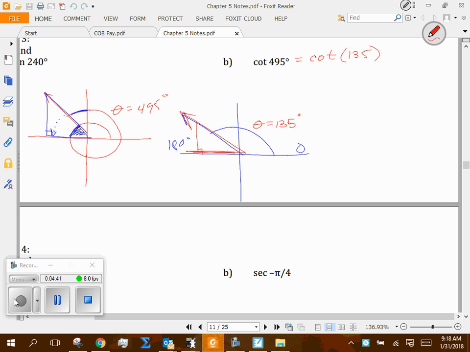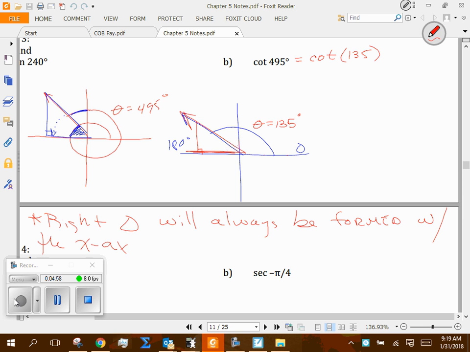Your right triangle, you might want to make note of this, will always be formed with the x-axis. Okay? Every once in a while, and you might even want to write on there that's the shortest or the smallest angle towards the x-axis. Okay.